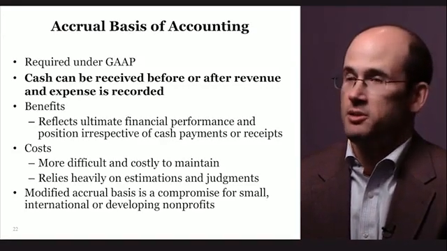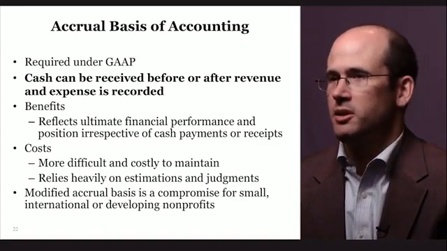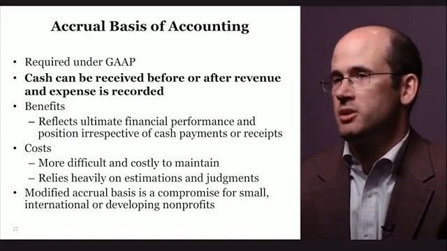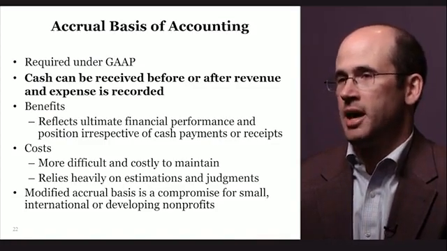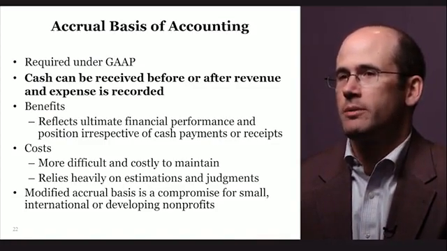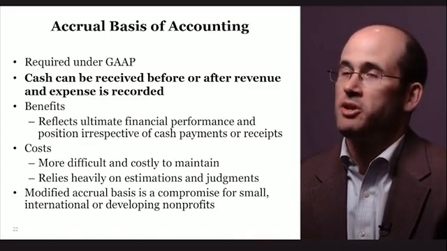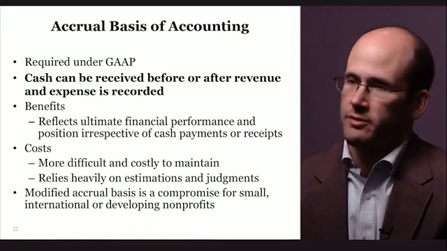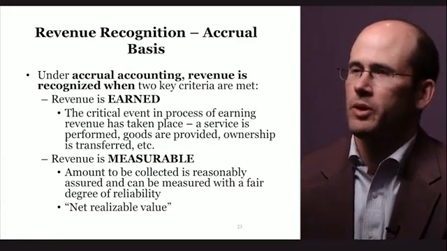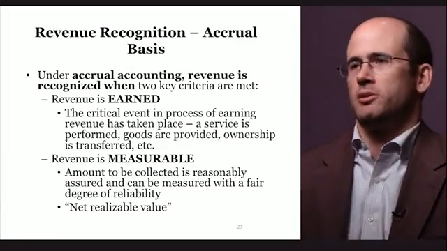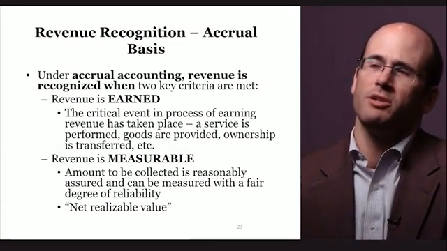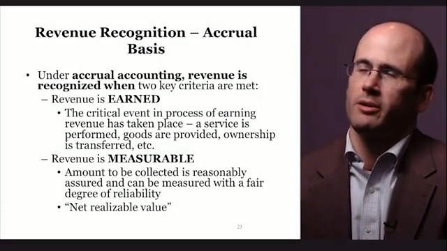Clearly the cost, as you could guess, it's much more difficult and costly to maintain, and it can rely heavily on estimations and judgments as you determine those liabilities that you have to other parties. So I mentioned there's a compromise. That compromise is the modified accrual basis of accounting. We'll talk about the modified accrual basis in just a moment. But first, let's talk about revenue recognition under the accrual basis of accounting.